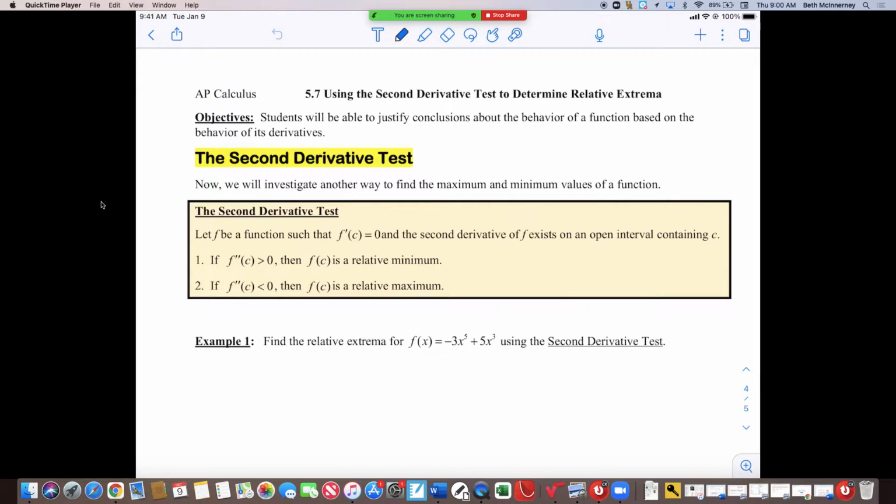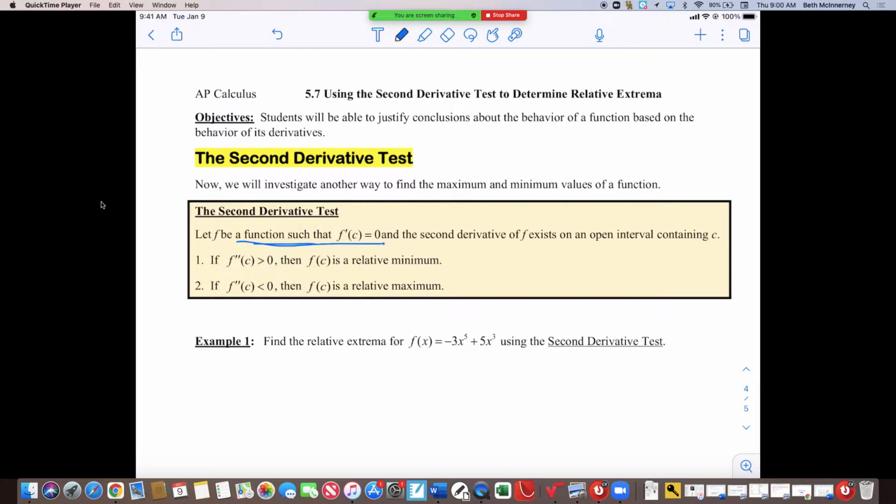The second derivative test. So we will investigate another way to find the maximum and minimum values of a function. The second derivative test says this: let f be a function and f prime of c equals 0. It has to be that f prime of c equals 0. If f prime of c is not 0, you cannot use the second derivative test. You go back to the first derivative test.